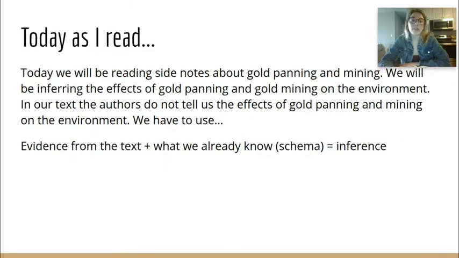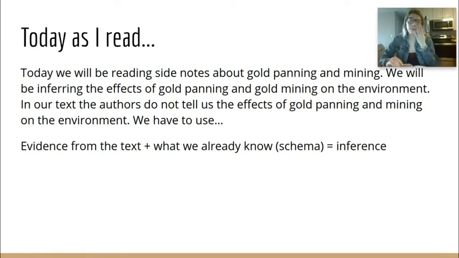So today as I read, we're going to be reading side notes. As you know, Children of the Gold Rush is an anthology, which means it's a collection of stories. Now, within those stories, there's these little tiny side stories that give you background information about certain topics. So today we're going to be reading all of the side stories in here that are related to gold panning and gold mining. And we're going to be inferring the effects of gold panning and mining on the environment. So we're not focused on the people anymore. We're just looking at the environment, the actual physical environment, the ground and the land and the creatures that live there.